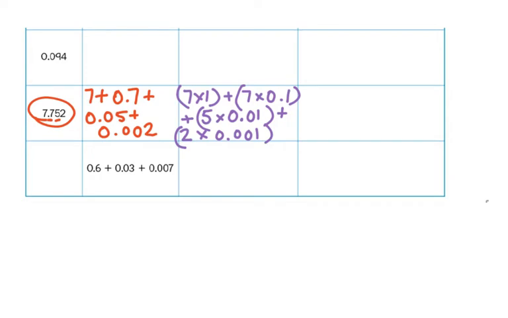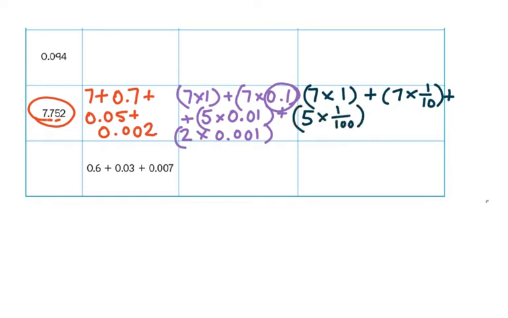And we'll do the same thing, but we'll write those decimals as fractions. 7 times 1 plus 7 times 1/10 plus 5 times 1/100 plus 2 times 1/1,000.